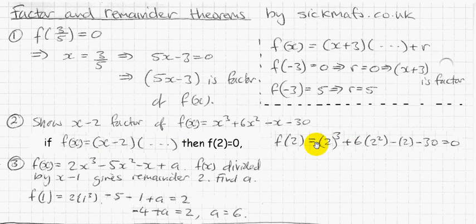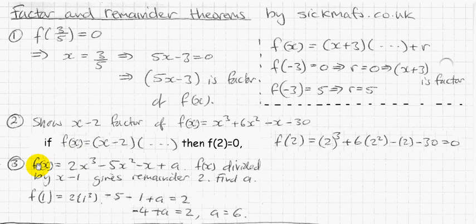So I put 2 into here, I get 2 cubed plus 6 times 2 squared minus 2 minus 30, as I've written here, and yeah, it equals 0. 8 plus 6 times 4 is 24, minus 2 minus 30 does equal 0. So that's proved. When you get 0 at the end by putting 2 in, that means x minus 2 is a factor.